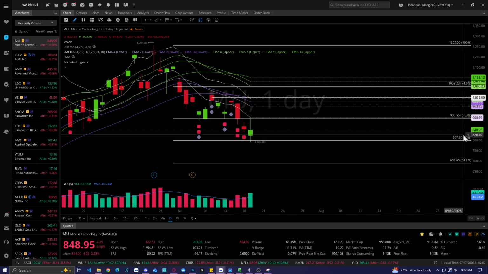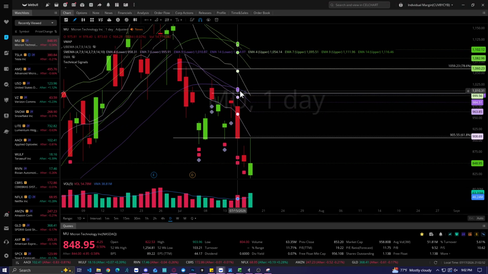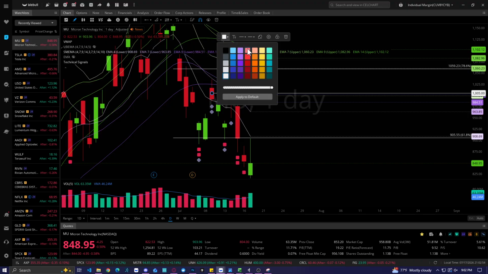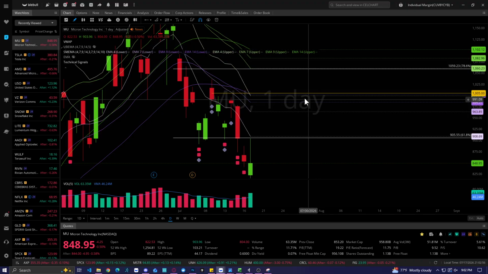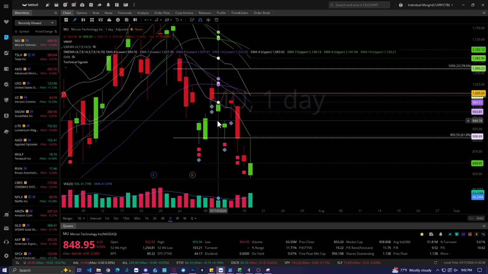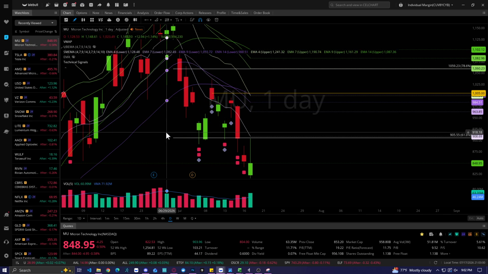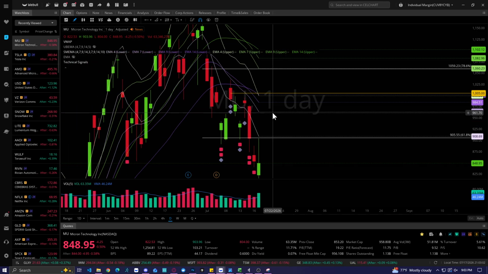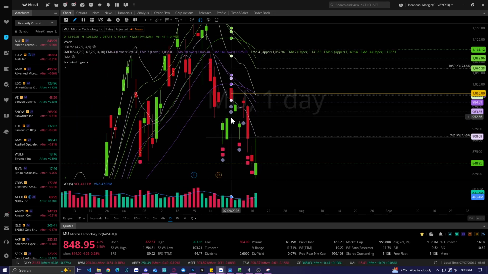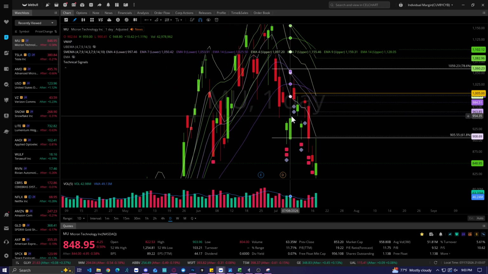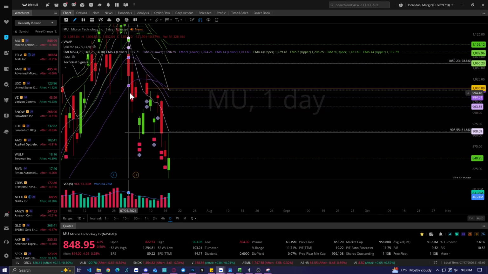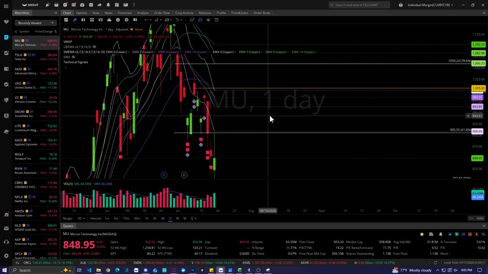1005. I'm just gonna mark it as 1005 for the sake of marking it. And let me change the color of this to yellow. So yeah, it came in here and it's never touched ever since. So in essence, it's doing something similar to what Tesla did. It's on a smaller scale because I do think MU is going to bounce back very strong very quickly.